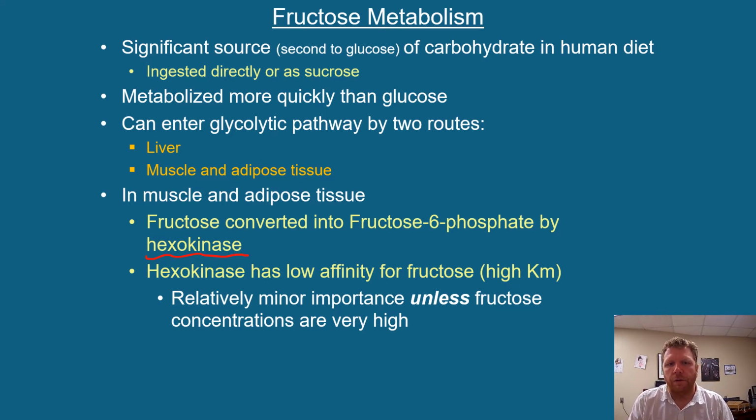One caveat, though, is hexokinase has a low affinity for fructose. We have a high Km for it. So a high Km means a low affinity. Now, what are the consequences of that? Well, this isn't a huge problem unless the fructose concentrations are extremely high, in which case it's going to be metabolizing it, maybe it's safest to say, not as fast as it needs to be metabolized.